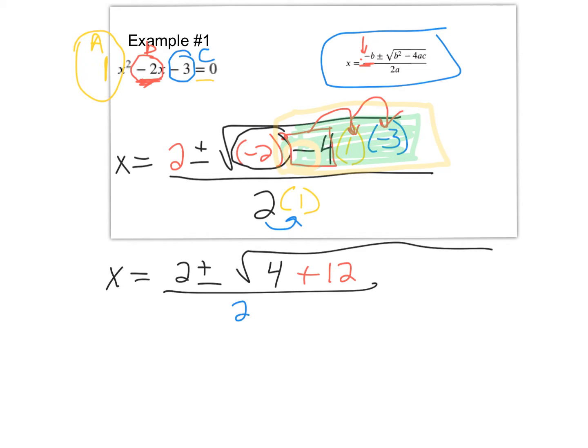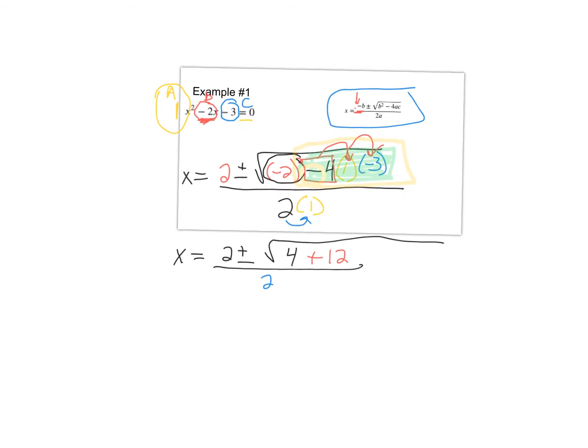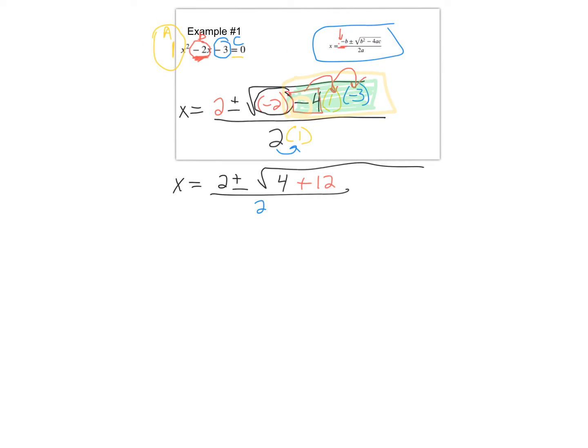Now I'm going to shrink this down a little bit so I have more room to work. At this point, we're going to continue doing the work under the radical. So x equals 2 plus or minus radical, and 4 plus 12 is going to be 16, all divided by 2.